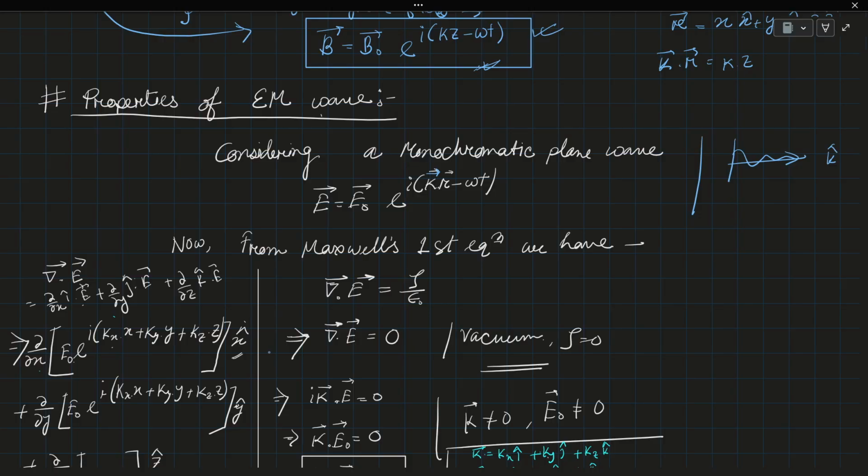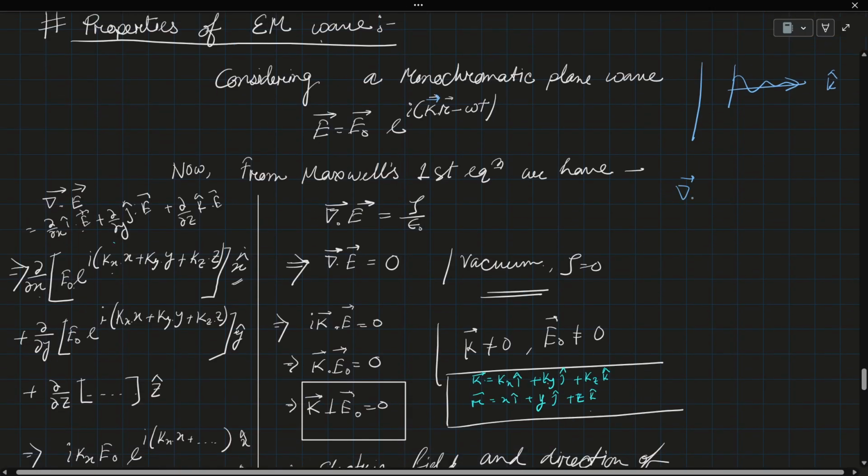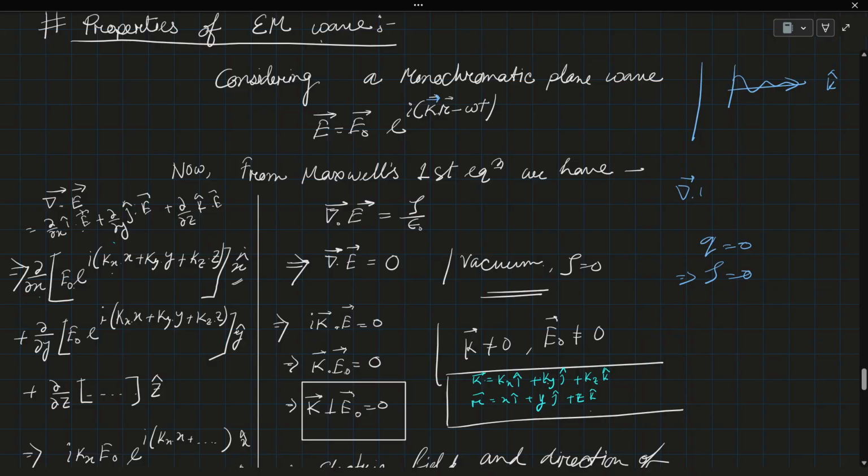Now from Maxwell's equation, what we have got is del dot E equals rho by epsilon naught. Again, in vacuum, that means in charge-free space, rho will be zero, since q equals 0. So again, del dot E equals 0.